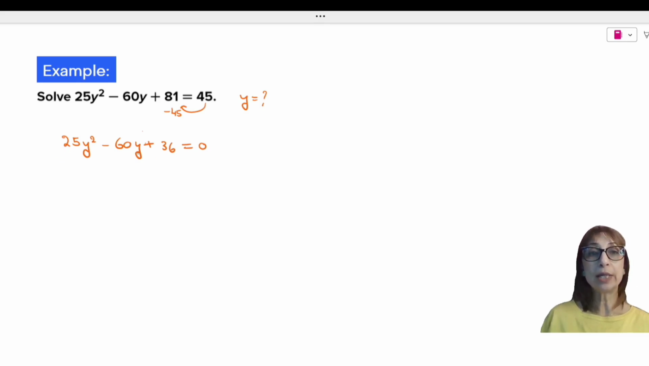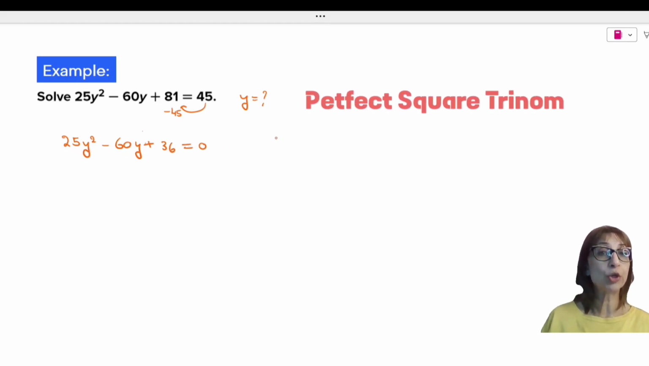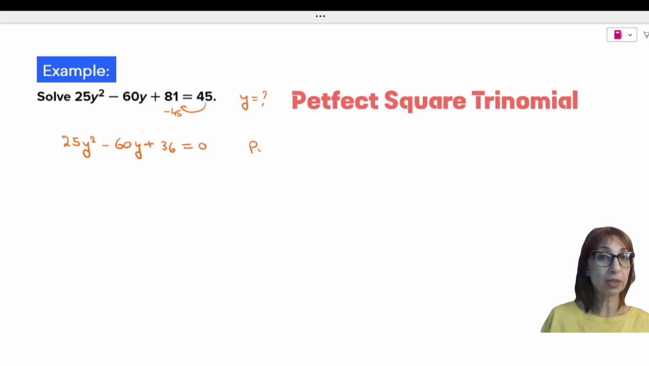Now, when I look at the trinomial, and remember when we said how to factorize a trinomial, first of all, is there a common factor between the three terms? No, there isn't a common factor. Okay, the second thing I check is, is this a perfect square trinomial or not? How to check the perfect square trinomial? Don't remember? Okay, there are three conditions that must be satisfied.